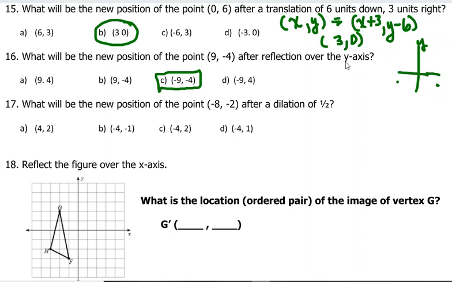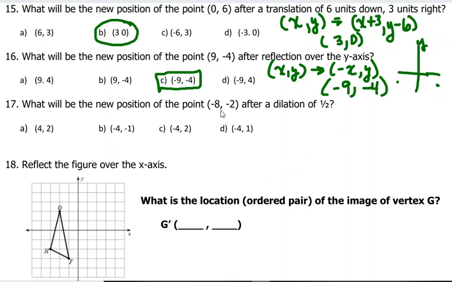Or if you remember your rule, then you start with an (x, y) ordered pair. When you reflect over the y-axis, y stays the same, and your x value changes. So my x value started as 9, so we're going to make that negative 9. And I keep the y value exactly the same. So I end up with (-9, -4) either way.